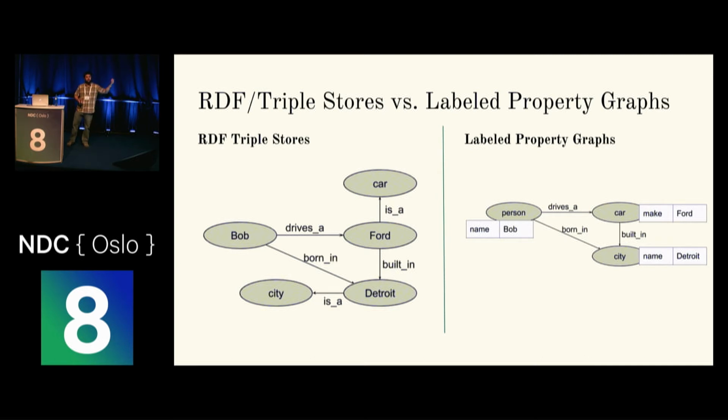On the other hand, on the labeled property graph side, you'll see I have a node of type person where it has a property that the name is Bob, an edge that's directed towards car, and that car's make is a Ford. As you can see, they both show the same information in slightly different manners.